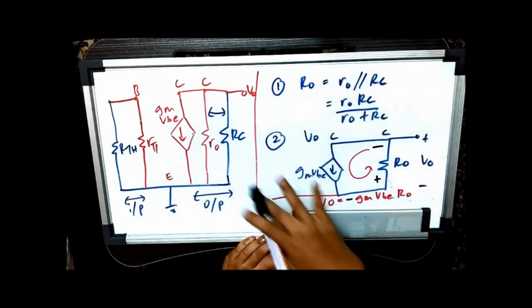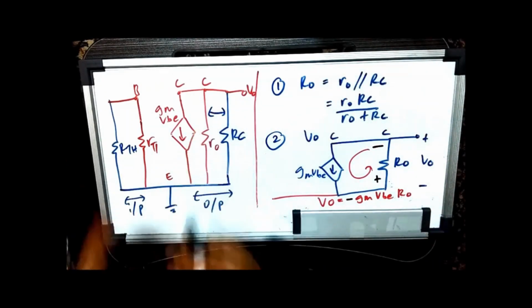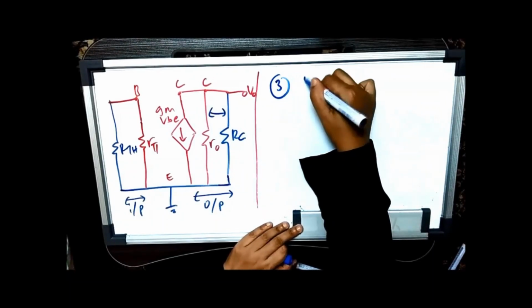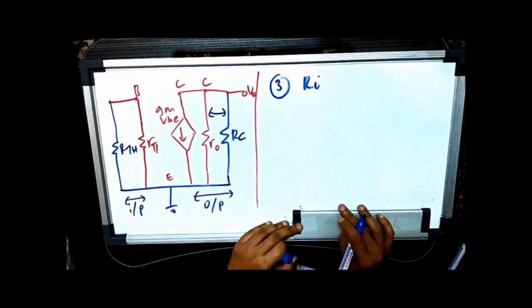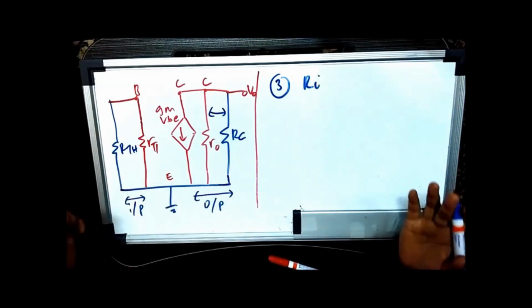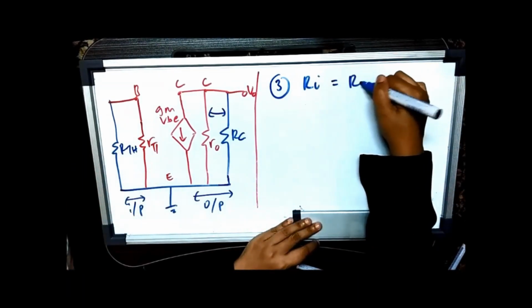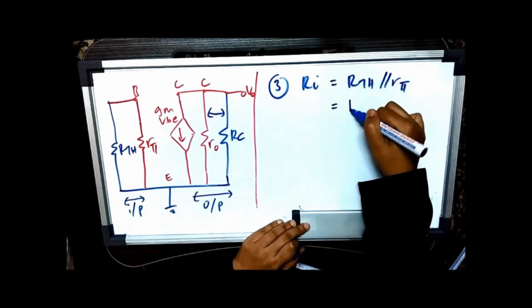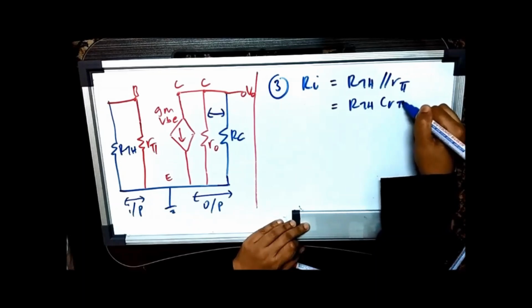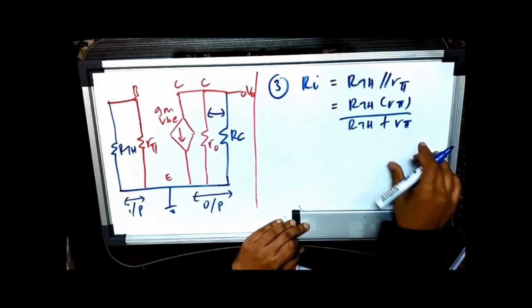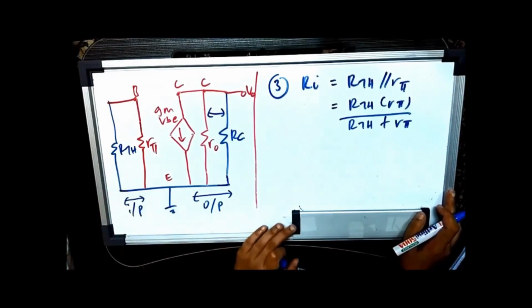I'm going to wipe this off because I need to maintain this circuit for your reference. Step number 3 is the calculation of the input resistance. Now we shift to the input side. What can you see? You can see that RTH is in parallel with Rπ. So Ri is equivalent to RTH multiplied with Rπ over RTH plus Rπ. That's the equivalent resistance for Ri.